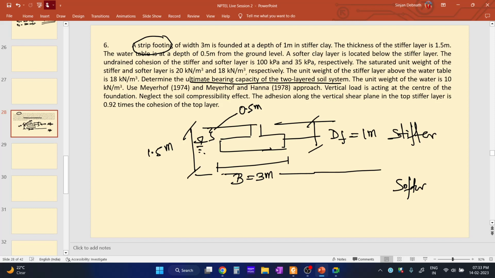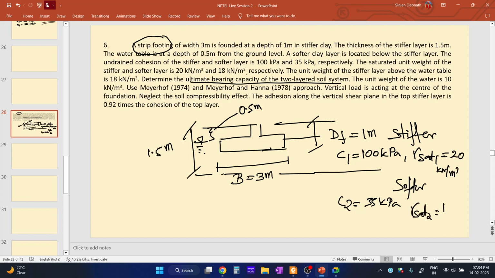The undrained cohesion of the stiffer and softer layers, like in the previous problems, is the same. So C1 is equal to 100 kPa and C2 is equal to 35 kPa respectively. The saturated unit weight of the stiffer and softer layer is 20 and 18 kilonewton per meter cube. Gamma sat1 is equal to 20 kilonewton per meter cube and gamma sat2 is equal to 18 kilonewton per meter cube. The unit weight of the stiffer layer above the water table, that means the unit weight of this part, is 18 kilonewton per meter cube.